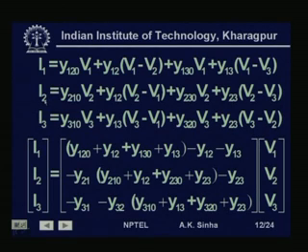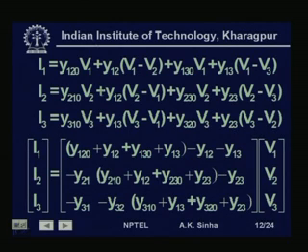Same way, we can write the equations for current injection at bus 2. I2 will be equal to Y210 into V2 plus Y12 into V2 minus V1 plus Y230 into V2 plus Y23 into V2 minus V3. Same way for I3, that is current injection at bus 3, that will be equal to Y310 into V3 plus Y13 into V3 minus V1 plus Y320 into V3 plus Y23 into V3 minus V2.